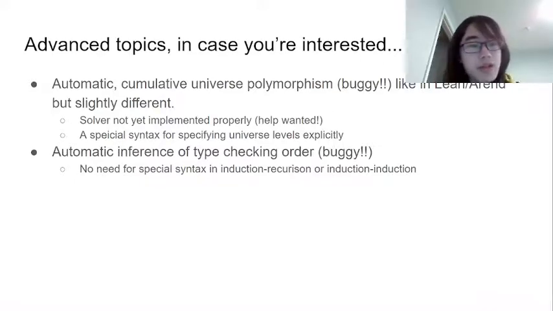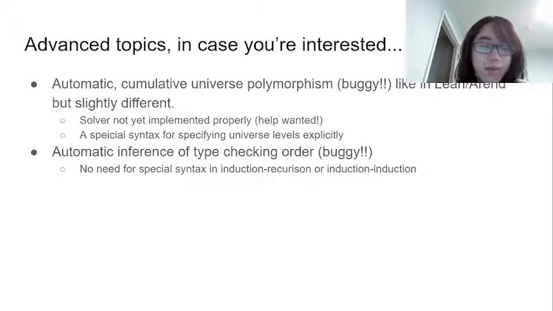And there are some advanced topics in case you are an expert in type theory. We have automatic and cumulative universe polymorphism. It's buggy, but it's only the solver that is buggy, I believe, and the system is like in Lean or Arend, but slightly different. We have a special syntax for specifying it explicitly, so it's kind of fine. We have some facilities for when something doesn't work, and we're looking for someone to help us on this.